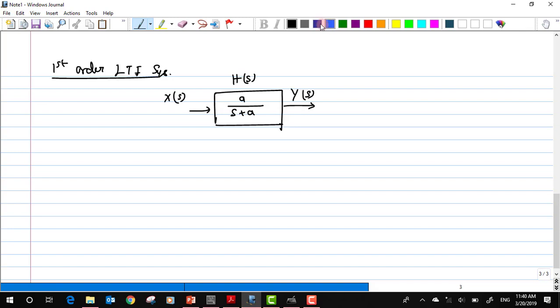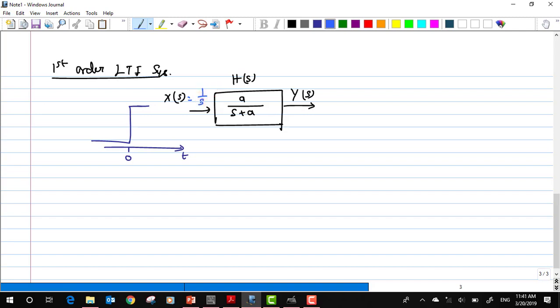Now let me draw the step input with respect to time. Let me have it at around time t equal to 0. I have a step input like this. Now how do I represent this step input in terms of X(s)? It is 1 by s, right? So this is nothing but 1 by s.